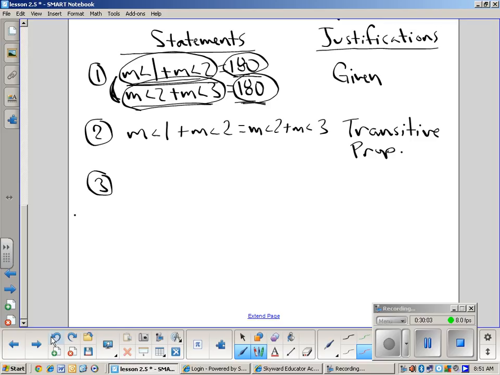Measure of angle 2. I'm gonna subtract that from both sides, right? So if I subtract, I'm gonna actually show this here. Measure of angle 2 from both sides. What do I get left on this side? Measure of angle 1 equals measure of angle 3. What did I use to get rid of that measure of angle 2? Subtraction property. Nice.